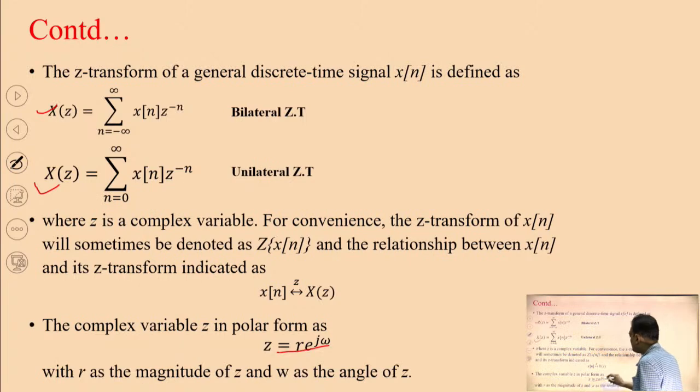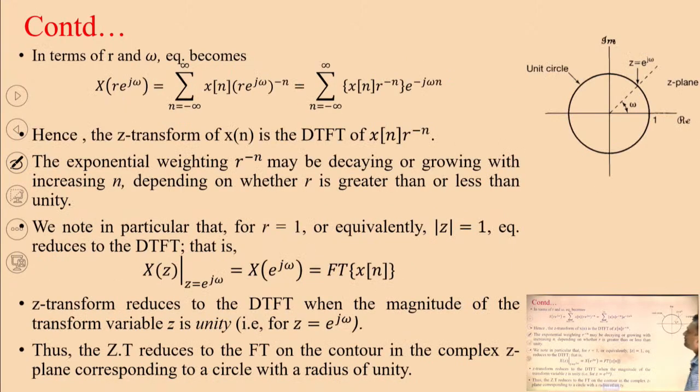In z equals r e to the power j omega, r is the magnitude of z and omega is the angle of z. Now in place of z we write r e to the power j omega, so you get x[n] times r e to the power j omega to the power minus n. If you look at this, it is the expression of the DTFT. This time we are taking the DTFT of x[n] times r to the power minus n rather than simply x[n].